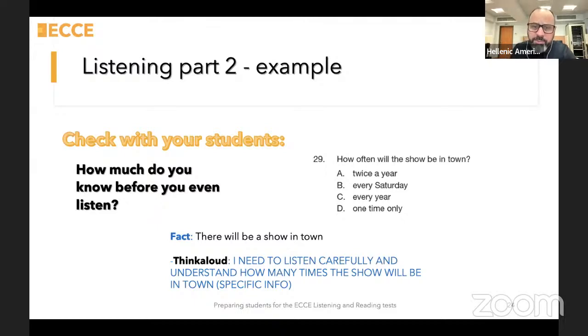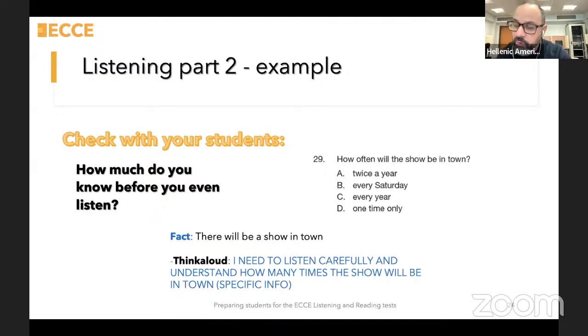Yes, we understand there will be a show in town, and I need to listen carefully and understand how many times the show will be in town. So we're listening for very specific information. There will be a show. That's a given, something we take for granted. But I need to listen carefully now and understand how many times. Will it be twice a year, every Saturday, one time only, whatever it is.